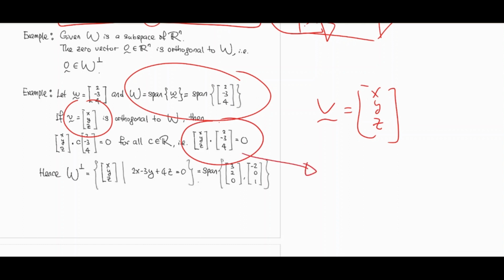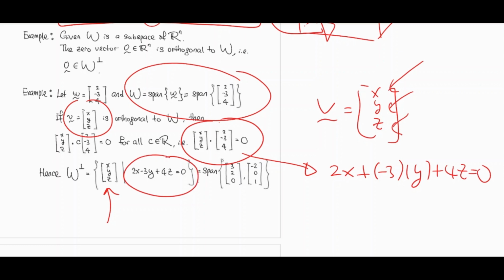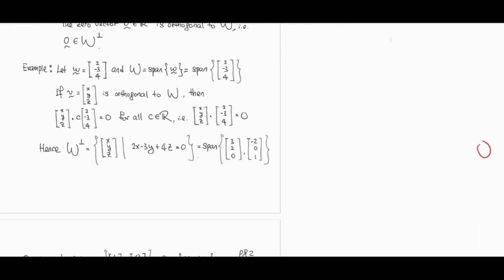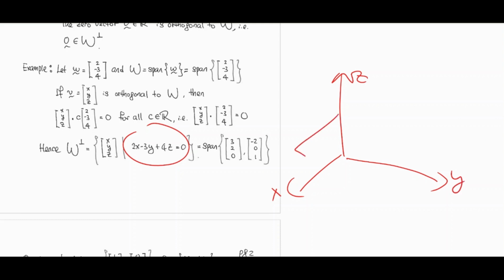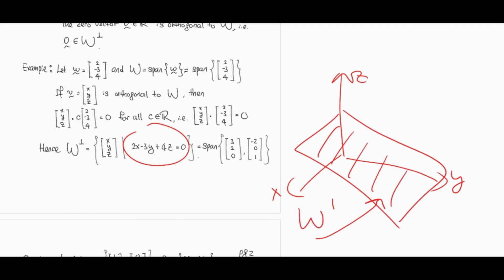The dot product of these two vectors has to be 0. So the dot product gives you 2x plus (-3) times y plus 4 times z has to be equal to 0. So W perp will consist of all the vectors whose components x, y, and z satisfy this equation. From Calc 3 or some prior knowledge, we know that an equation in R3 that looks like this is exactly a plane that passes through 0. So that is your W perp.